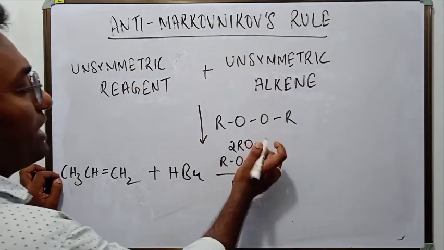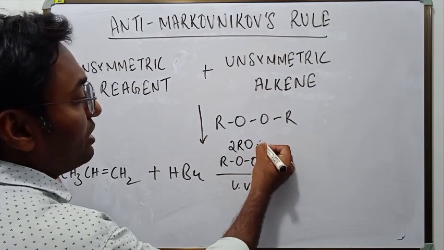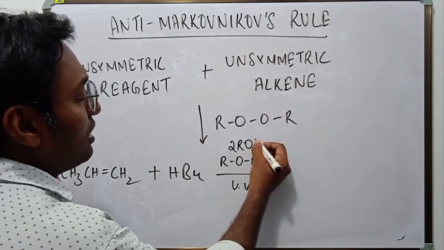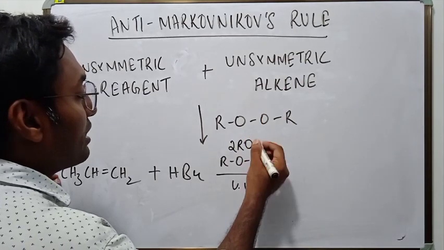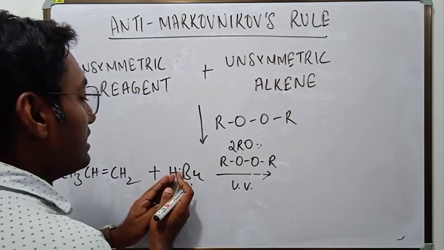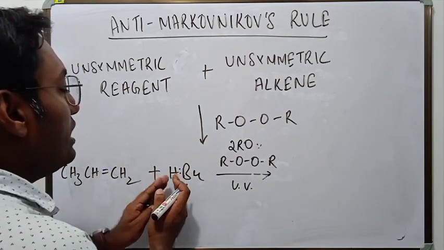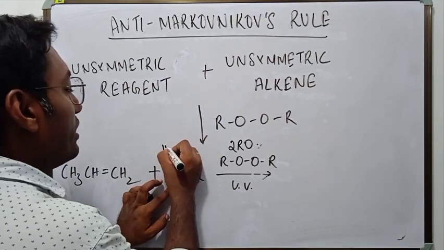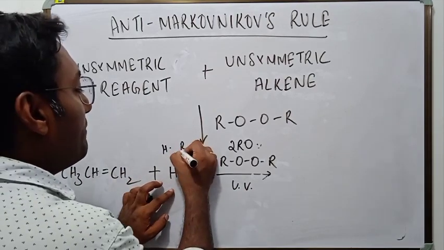The peroxide free radical has only one electron. It is deficient of one more electron. So it can split HBr into two equal free radicals: an H free radical and a Br free radical.